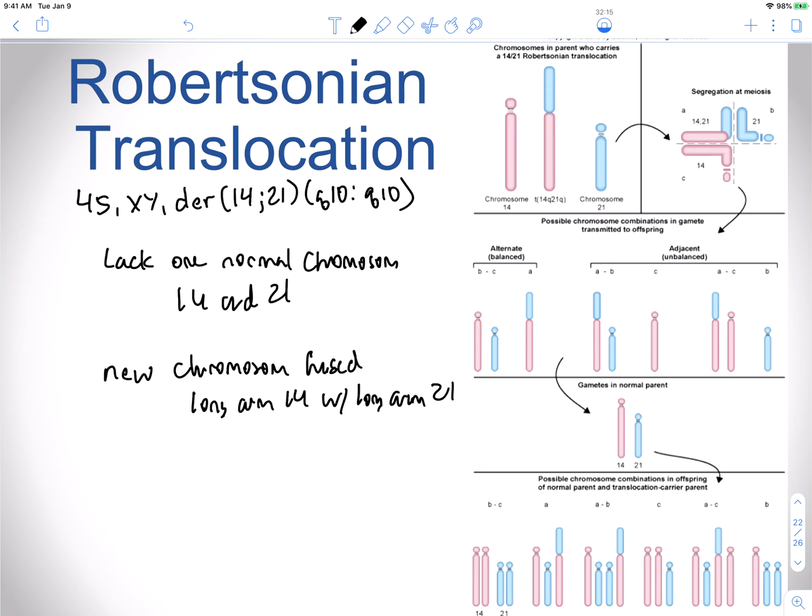All right, so during meiosis, this translocated chromosome will pair with its homologs. So the 14 will pair with a normal chromosome 14, and the 21 will pair with a normal chromosome 21. Alternate segregation could produce offspring that are normal, or have a balanced translocation with a normal phenotype.